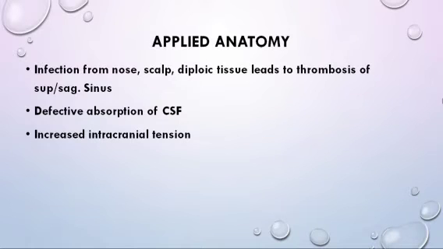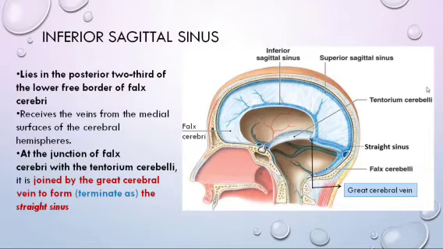Now come to the inferior sagittal sinus. This inferior sagittal sinus lies in the lower border of the falx cerebri, in the posterior two-thirds only, not in the anterior part. See, in the anterior part there is no inferior sagittal sinus. You can see that in the posterior two-thirds only, it has the inferior sagittal sinus.